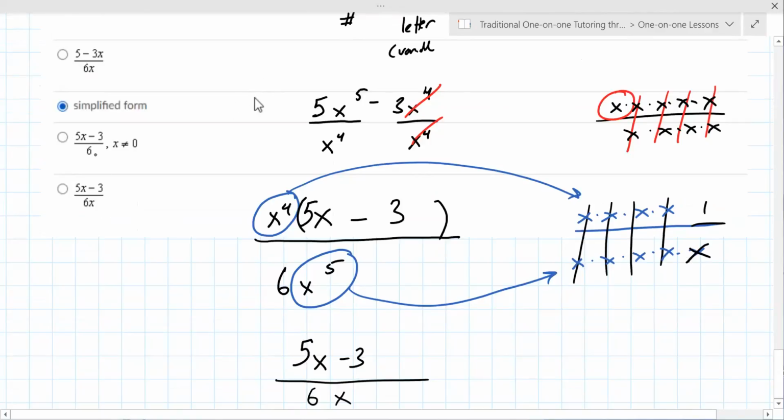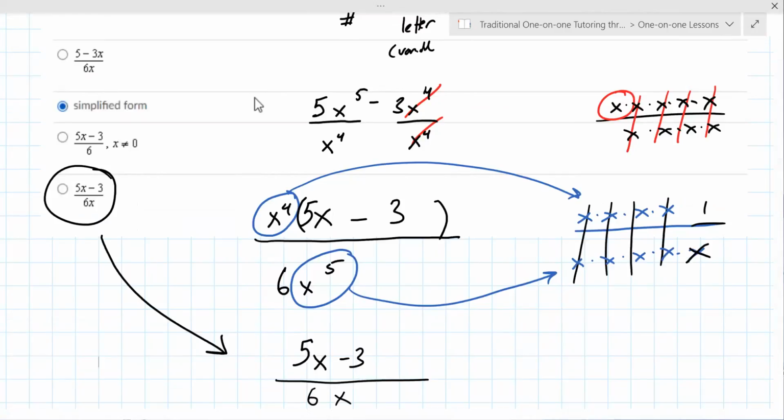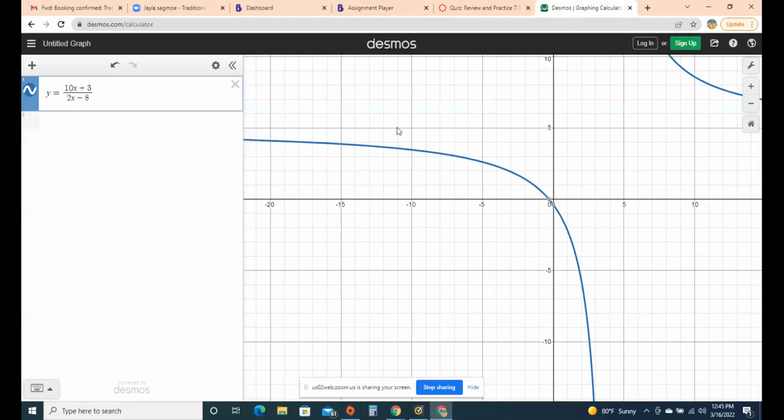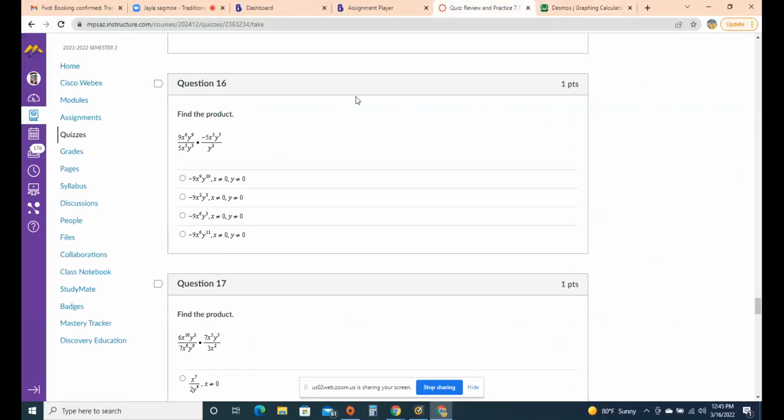I didn't notice it, but this is the only one that matches this down here. Okay. All right. And I will share my screen.